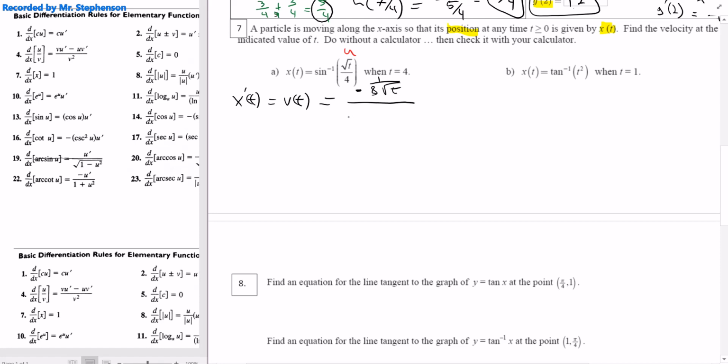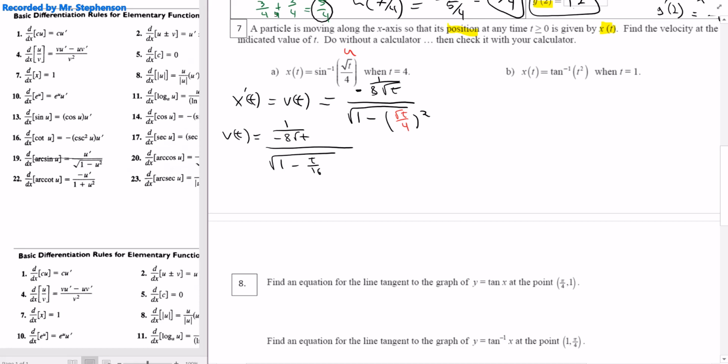And on the bottom here we have the square root of 1 minus u squared, where remember u was square root of t over 4. All right? And let's go ahead and simplify this a little bit. v of t, the velocity function, is going to be 1 over negative 8 square root of t divided by the square root of 1 minus t over 4 squared, which is t over 16. All right, so for now we're going to leave it like that.